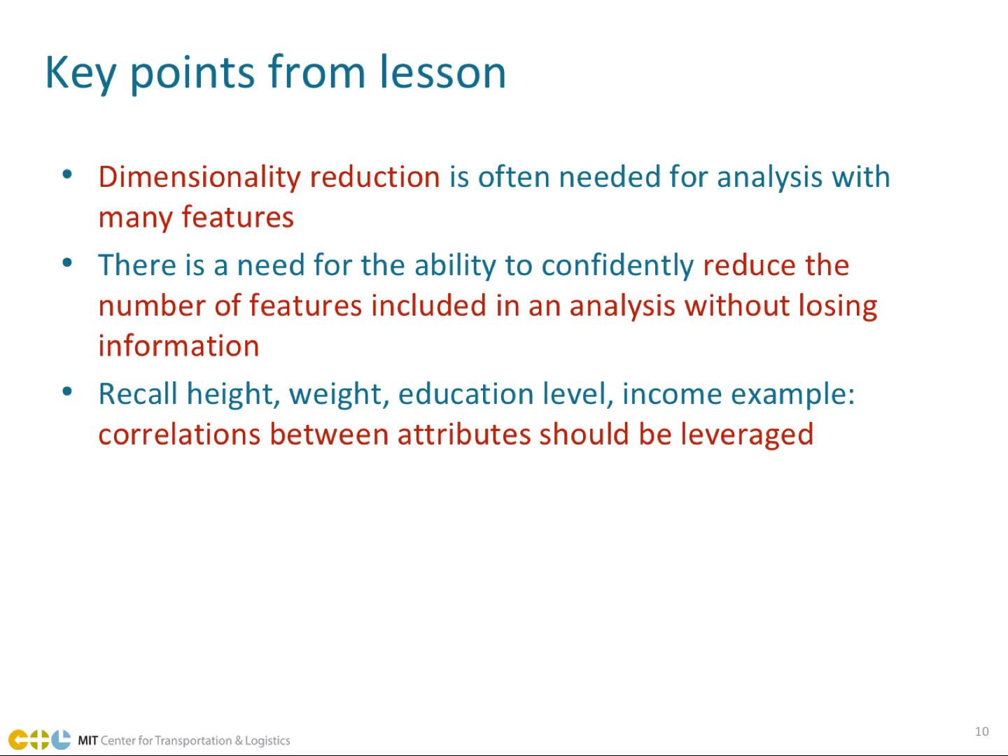Recall that example with height, weight, education level, and income. Correlations between those attributes should be leveraged. We know that factually there is a correlation between height and weight, education level and income. We even know that there is this lesser correlation between height and income. We should leverage those and make sure that we're including those correlations between the attributes when we're making our characterizations.